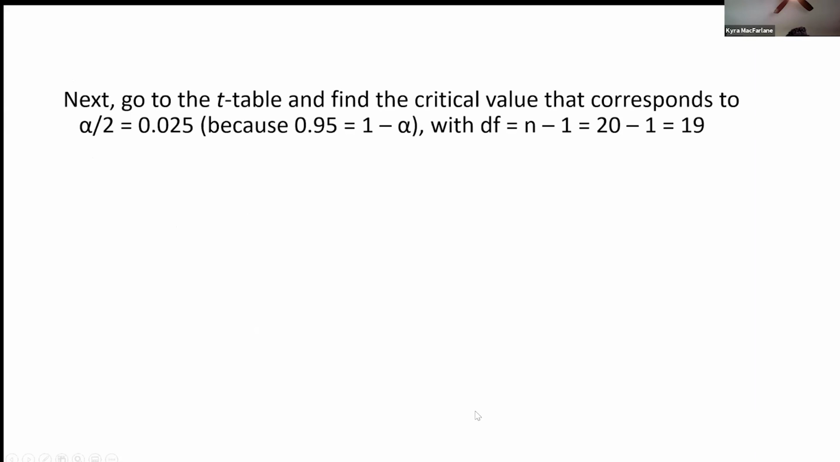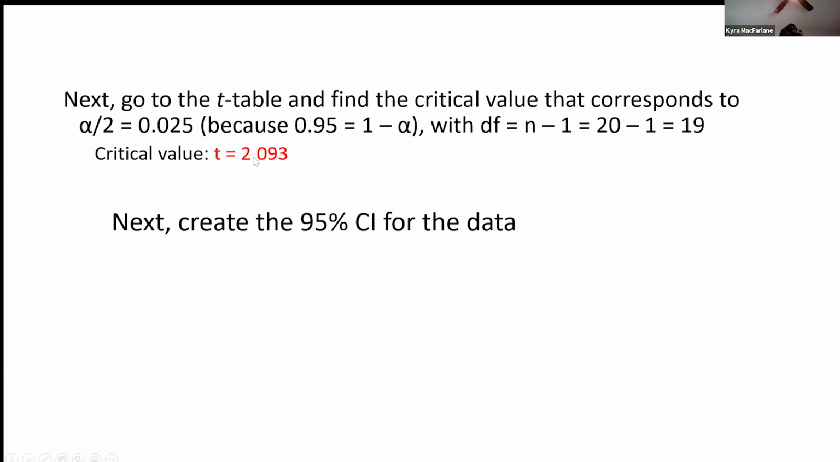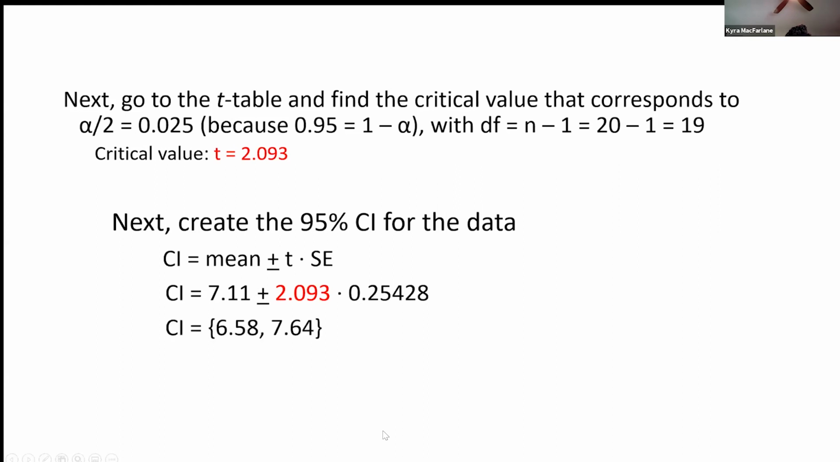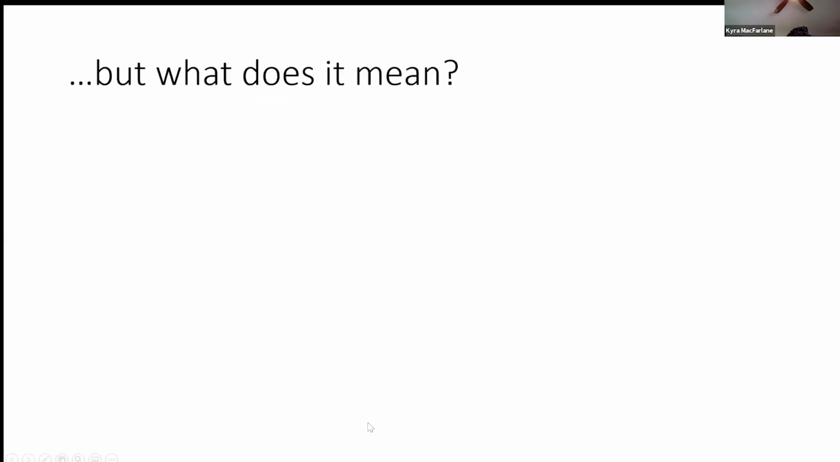Now we can go to our t-table to find the critical value that corresponds to an alpha over 2 of 0.025 with degrees of freedom n-1, 20 minus 1, 19. And we find that our critical value for t is 2.093. That's 2.093 standard deviation units away from the mean. Now we can create the 95% confidence interval. So our mean plus or minus t times the standard error, and we get between 6.58 and 7.64.